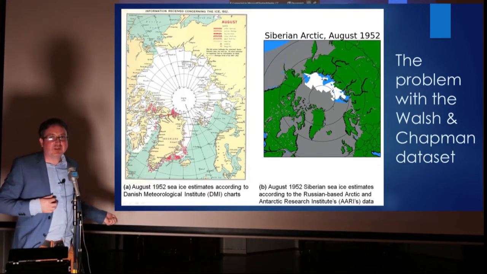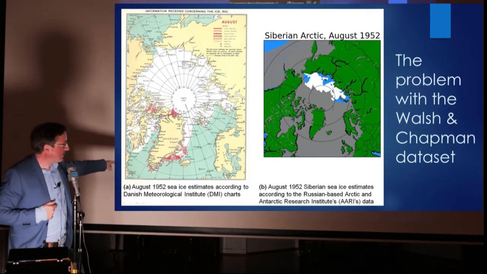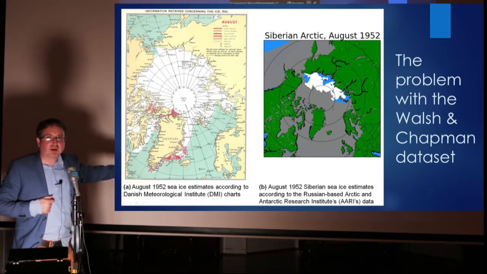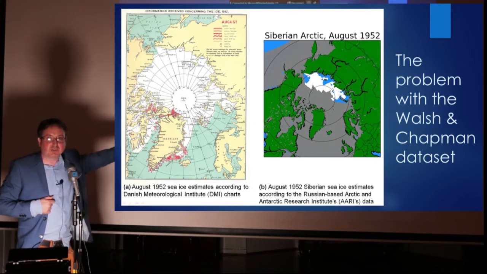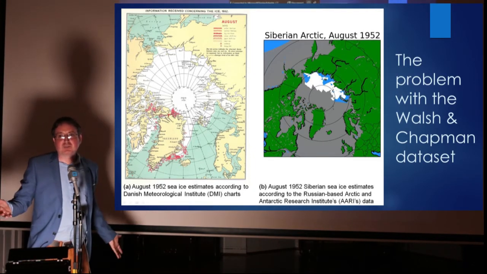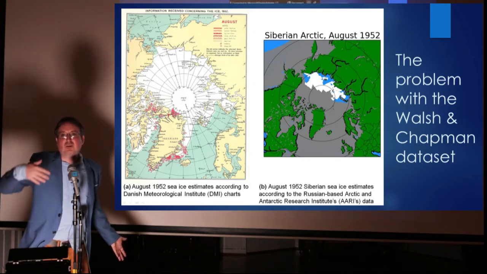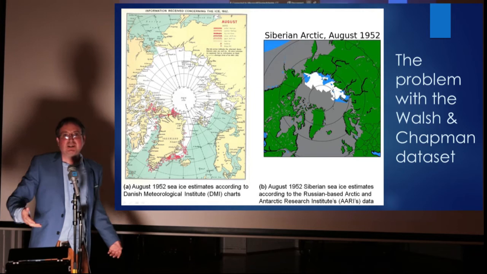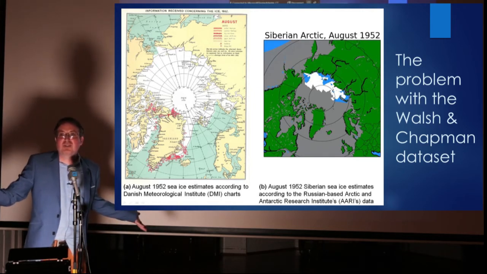And in particular, 1952 was at the height of the Cold War. So the Europeans and the Americans, the Danish, were not getting access to the Russian data. So they just had to guess what was happening. If you were at the Danish Meteorological Institute, you said, well, what do we tell our seafarers going out there? We'll say there's probably ice, don't assume it's ice-free, because there might be ice.